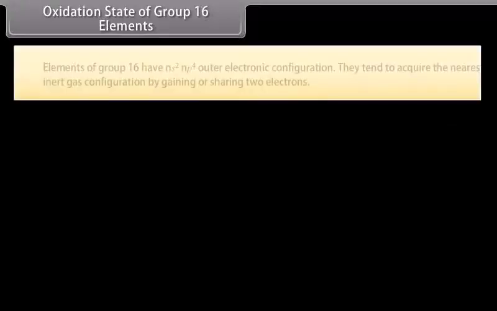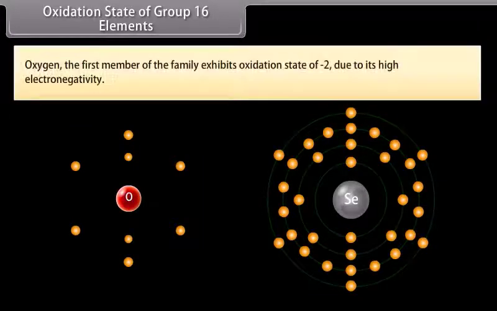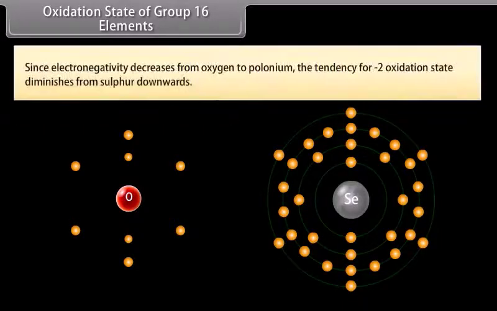Oxidation state of group 16 elements. Elements of group 16 have ns2np4 outer electronic configuration. They tend to acquire the nearest inert gas configuration by gaining or sharing 2 electrons. Oxygen, the first member of the family, exhibits oxidation state of -2 due to its high electronegativity. Since electronegativity decreases from oxygen to polonium, the tendency for -2 oxidation state diminishes from sulfur downwards.